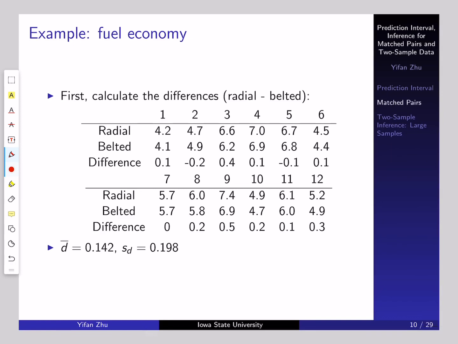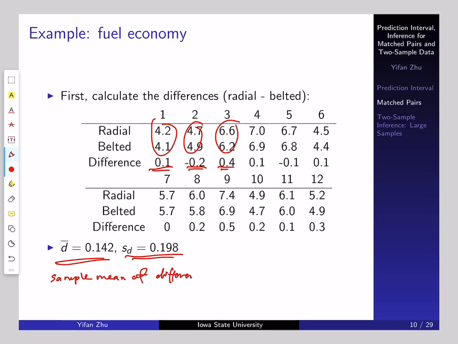Because it is matched pairs data, everything comes in pairs. So the first thing we do is get the di, the difference. Then we can calculate the sample mean of the difference and the sample standard deviation, which we can also call the standard error of this difference.